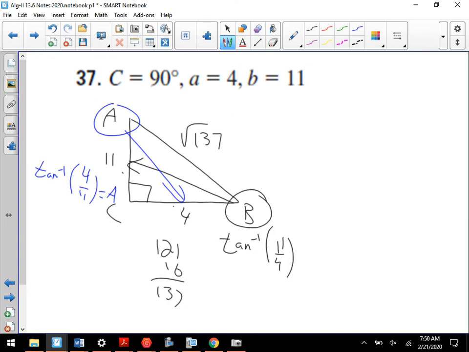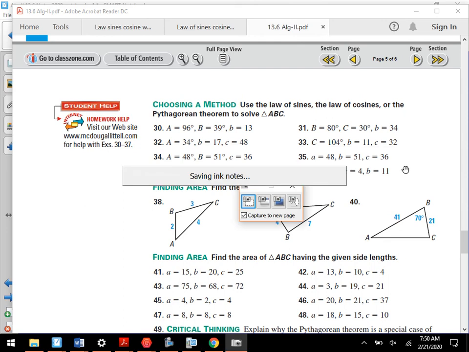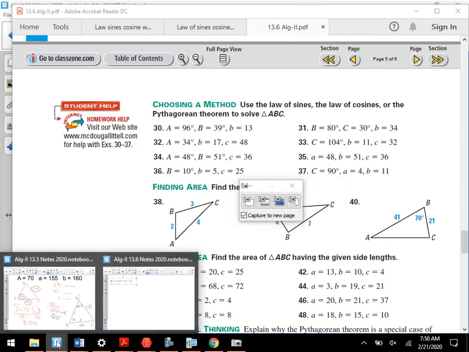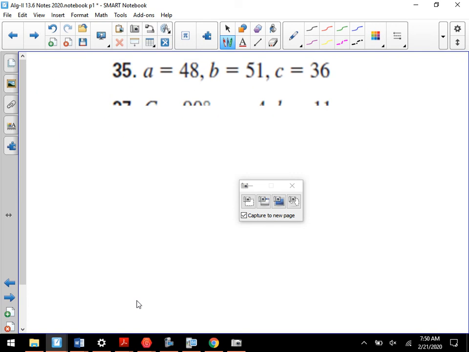All right, let's take a look then. Do a couple of these because I want to get into some good old-fashioned fun stuff of word problems. How do we draw pictures? So 35 is giving you three sides, which means right off the bat you should know that you're going to have to use a lot of cosines. So you draw your triangle, label it. Little a, 48, little b, 51, little c, 36.